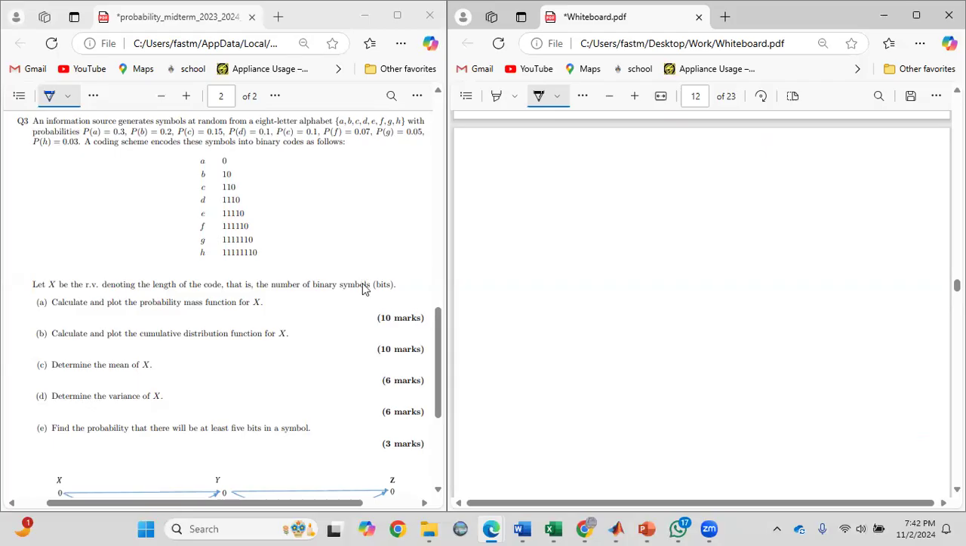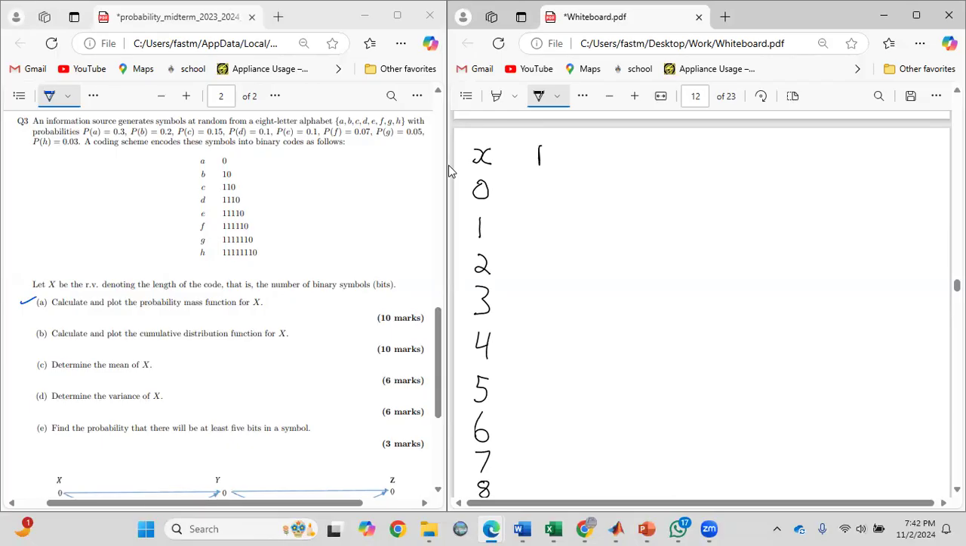So the first question is calculate the PMF. They use PMF for discrete and PDF for continuous. It's the same idea, so don't let it confuse you if you see mass. So let's see, I want to use a table. The possible values of X: I could have 0 bits, I could have 1, 2, 3, I could have 4, 5, 6, 7, or 8. That is the possible values I could have.